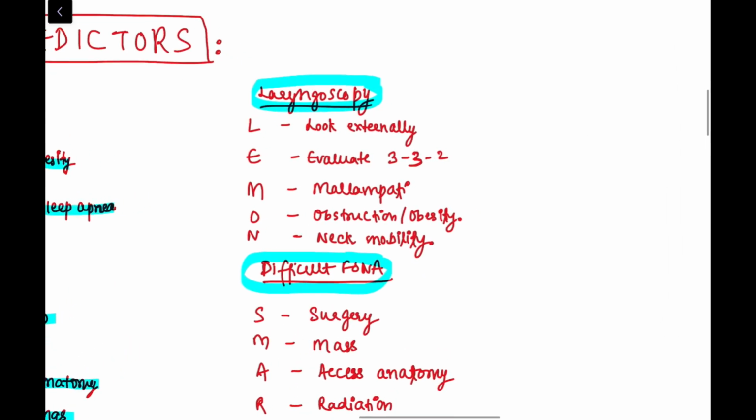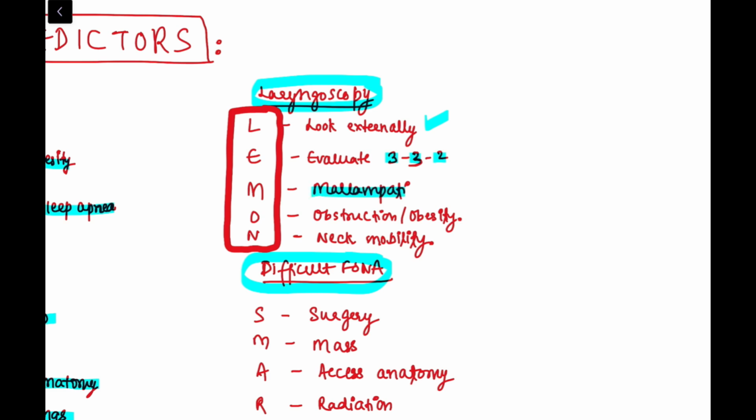Then we come on to the laryngoscopy. The mnemonic is LEMON, LEMON. So you have to look externally. What do you mean by look externally? When we do the airway assessment, there are certain characteristics like retrognathia, or if there is some facial trauma. So on looking externally, you'll be able to realize that this is a difficult laryngoscopy. Then we have the 3-3-2 rule evaluation. You will understand in airway assessment that there are certain distances that if you measure, then you will be able to understand if it is a difficult or easy laryngoscopy.